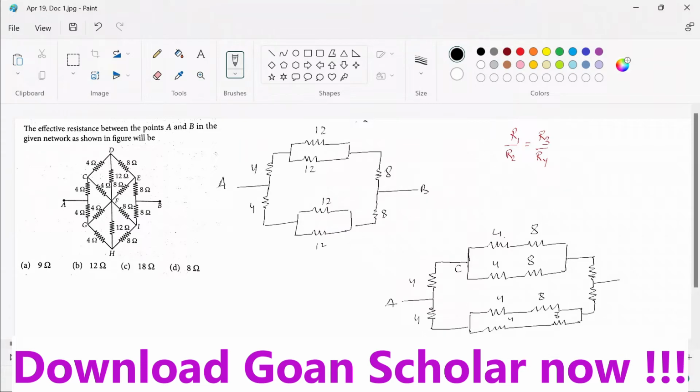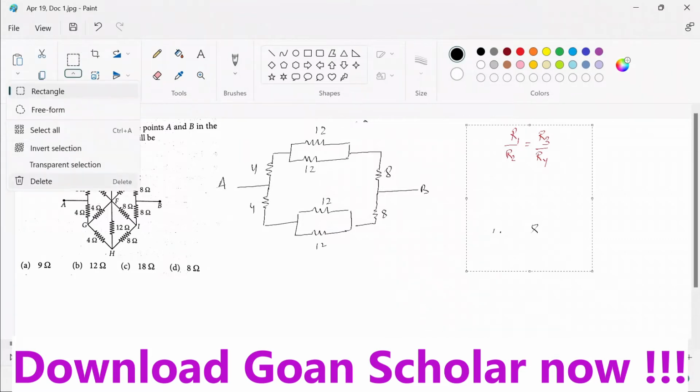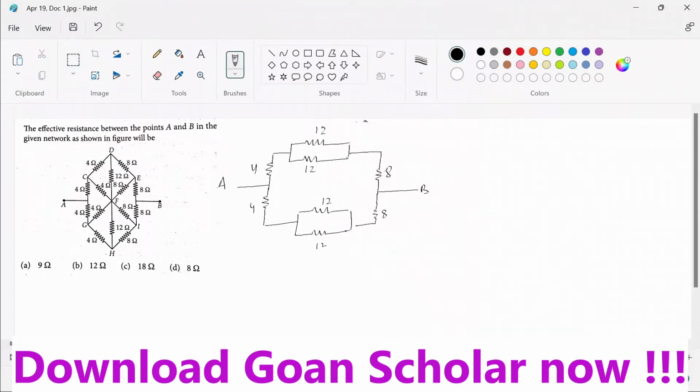Now 12 and 12 in parallel, what is the equivalent? Let me remove the previous diagram here. So here 12 and 12 both are in parallel. So what will be the equivalent? The equivalent of this one will be 6. So you have simply here a 4 ohm, a 6 ohm and an 8 ohm. 4, 6 and 8, and below also you have a 4 ohm, a 6 ohm and an 8 ohm. Okay, this is A and this is B.